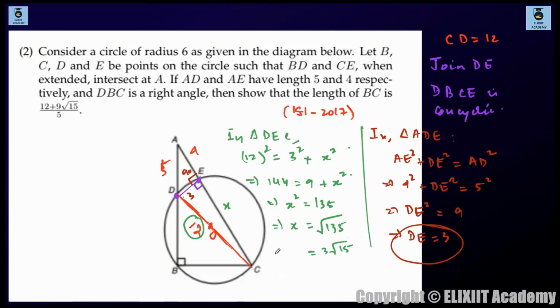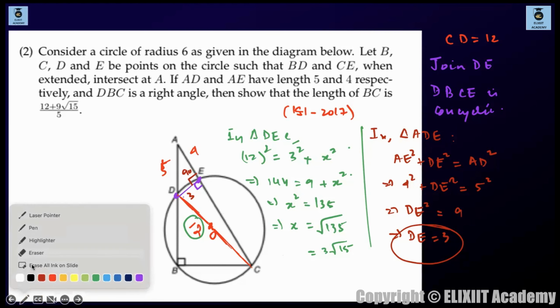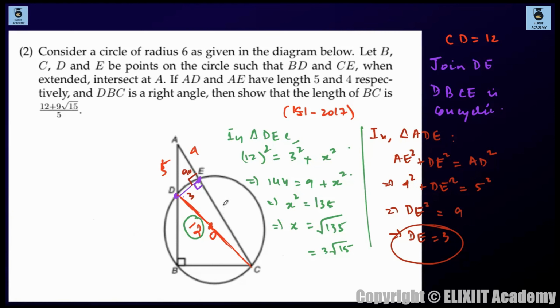Okay, fine. So we have got this much. But what is the logic? We have got this length to be 3 root 15. That is fine, but what is the benefit? We have found out this much length, 3 root 15.